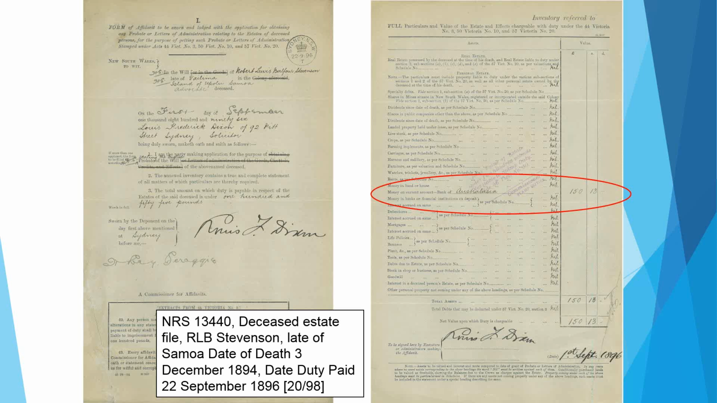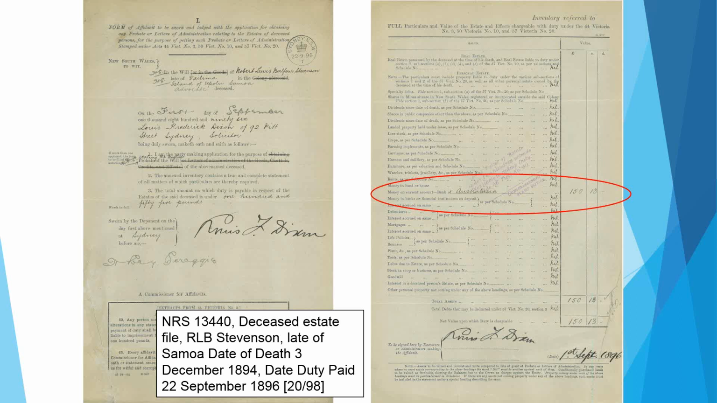Also, continuing with our famous people run through deceased estate files, this one is a different example for a different person. This is Robert Louis Stevenson, who died on Samoa in 1894. Now, he has a deceased estate file because he had a bank account in Australia. It's the only thing he had in Australia was a bank account.